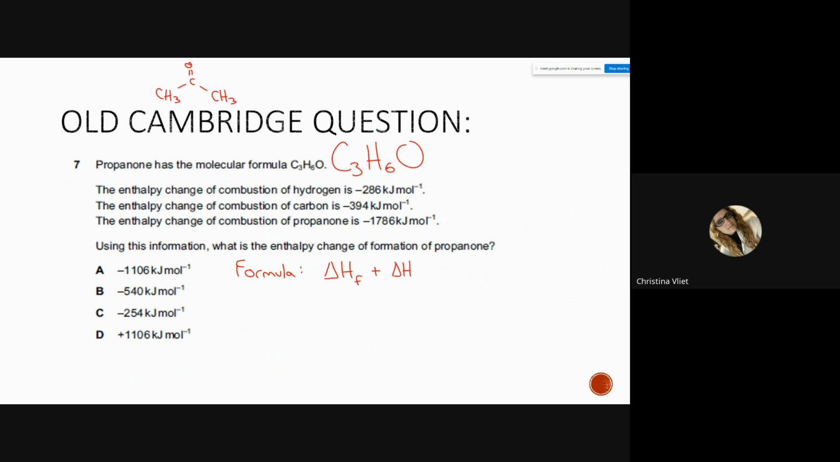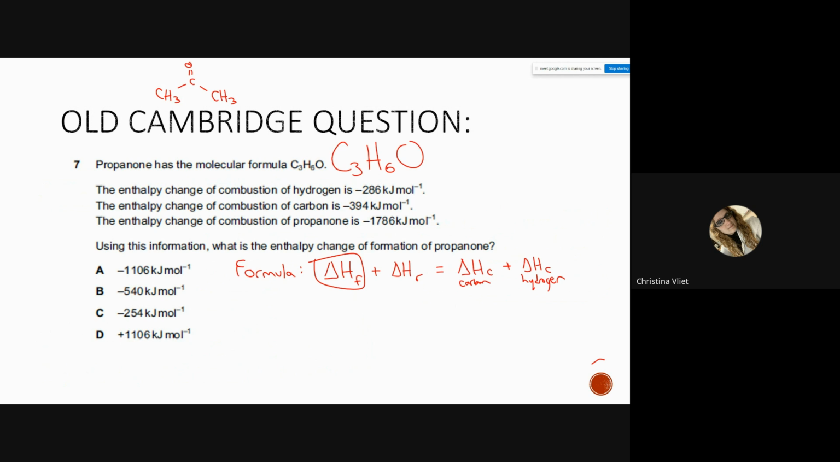HR equals all the delta HCs on the other side, right? So delta HC of the carbon and delta HC of the hydrogen. This formula works every time if given combustion values. So let's see if we can figure out what we are being asked for and where the information is. What are we being asked for, first of all? The delta HF. So I know I'm looking for this. That means the other numbers they've given me have to be those other numbers.